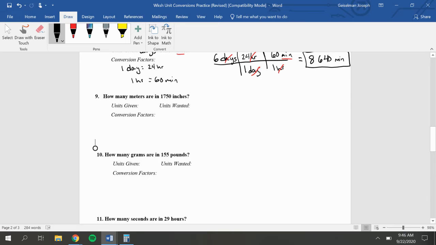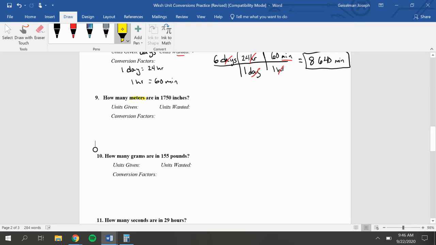Our next one, how many meters are in 1750 inches? So we're given inches, we want meters. Well, I don't know inches to meters, but I do know that there are 2.54 centimeters in 1 inch, and I know there are 100 centimeters in 1 meter. So now I can set up that conversion.